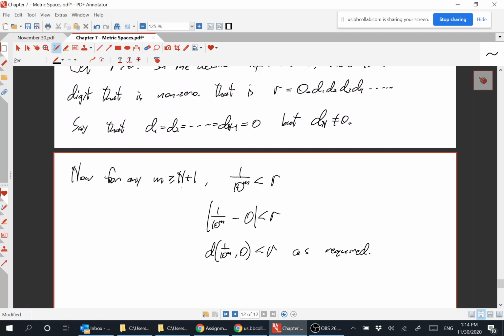10 to the minus 1 is 0.1. 10 to the minus 2 is 0.01. 10 to the minus 3 is 0.001. So 10 to the minus m is 0.00000 and then a 1 somewhere past the n plus first digit, which is going to be less than r, because r is nonzero at the nth digit. And that's how the ordering of the real numbers works.